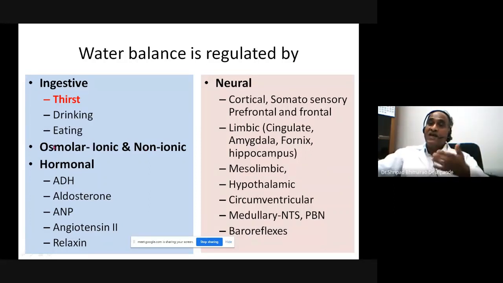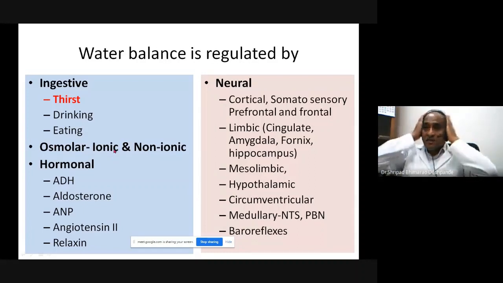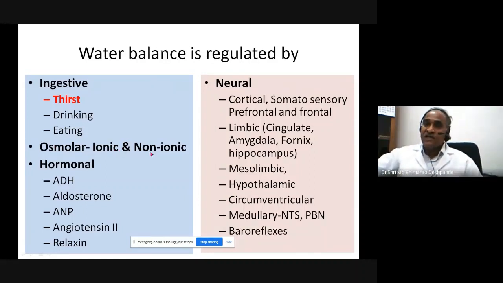So, the osmolar activity is dependent upon two components here, ionic and non-ionic components. That also regulates the water balance. Third component here, the water balance is regulated by a number of hormones. I have listed the hormones here.